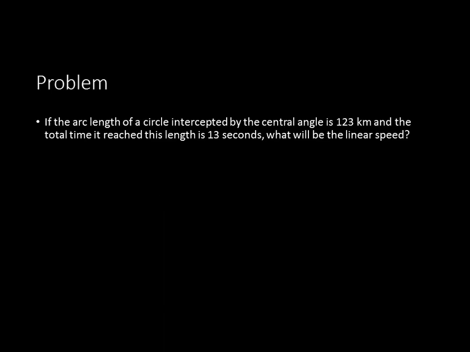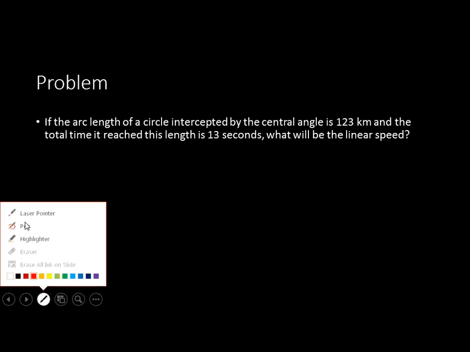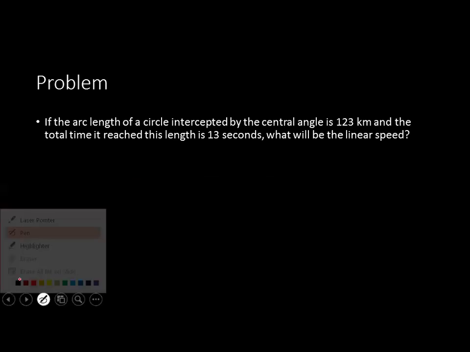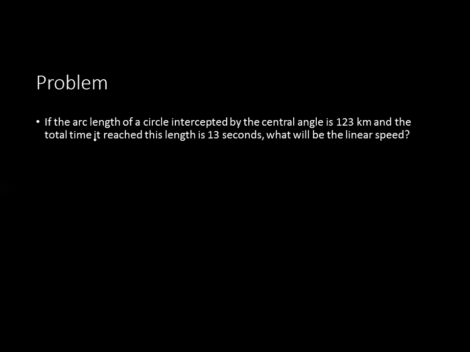So first problem, if the arc length of a circle intercepted by the central angle is 123 kilometers and a total time, which is length, or this length I mean, is 30 seconds, what will be the linear speed? So we have the arc length of the circle, then the total time you reach this length, 30 seconds, and you're asked for the linear speed. So the formula you're going to use here is this one.